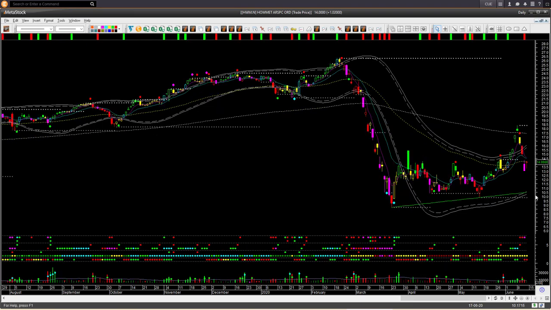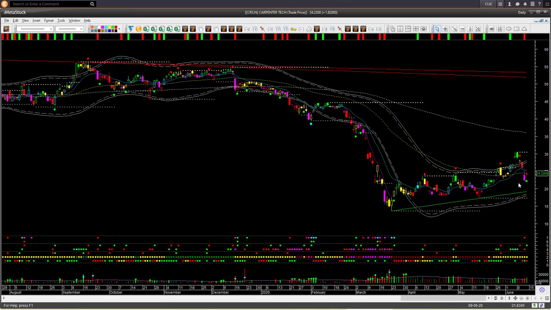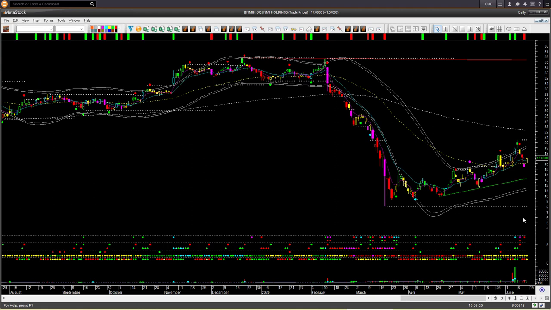HWM, traffic light color on Friday is red, no long trade setup here. MED, traffic light is yellow on Friday, however too close to the upper boundary. Though it is bullish, I may avoid buying the stock now. CRS, red candle on Friday, I'm not going to buy it now. CHEF, also red traffic light, no buy setup.